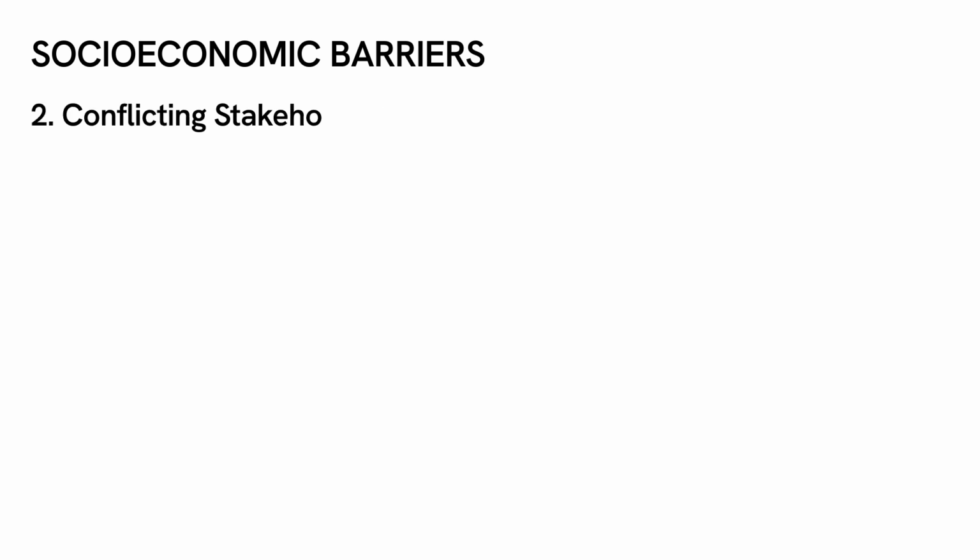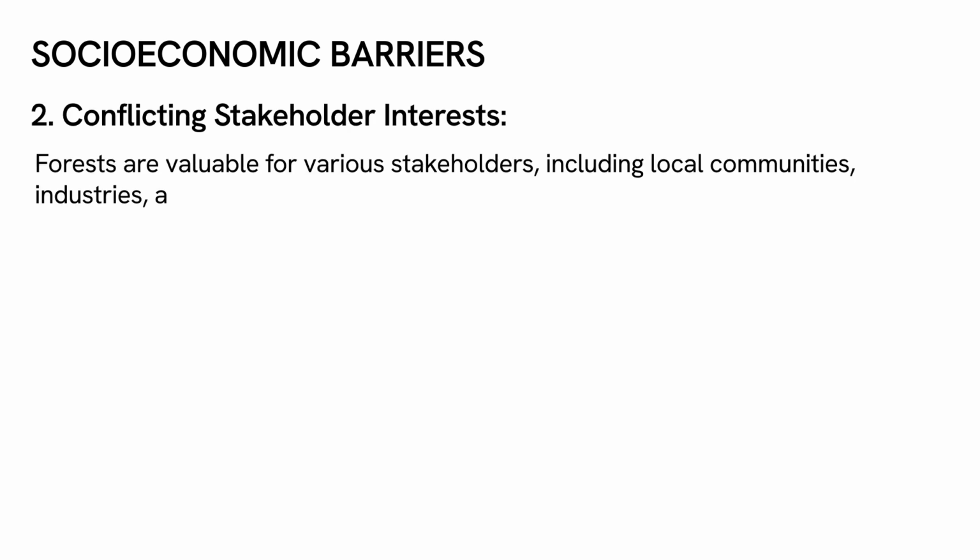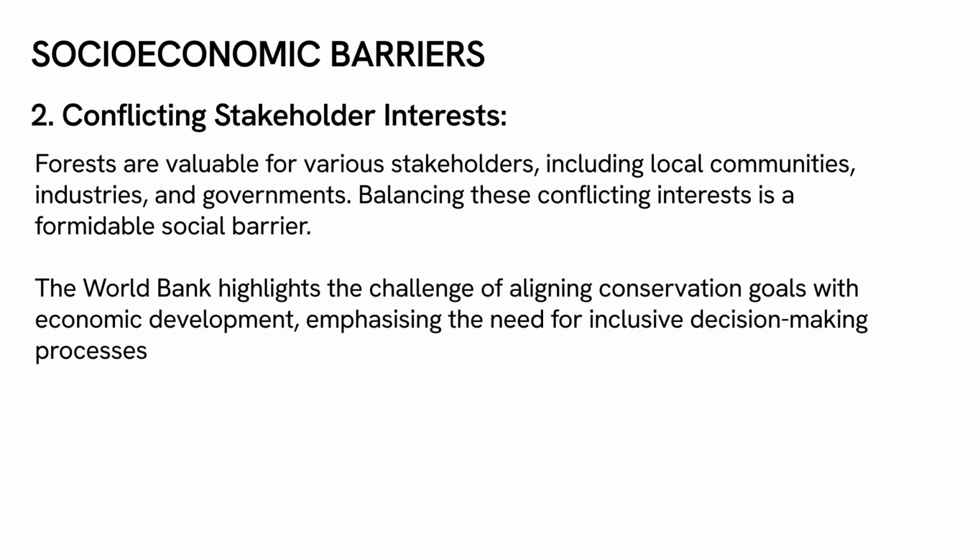2. Conflicting stakeholder interests. Forests are valuable for various stakeholders, including local communities, industries, and governments. Balancing these conflicting interests is a formidable social barrier. The World Bank highlights the challenge of aligning conservation goals with economic development, emphasizing the need for inclusive decision-making processes.